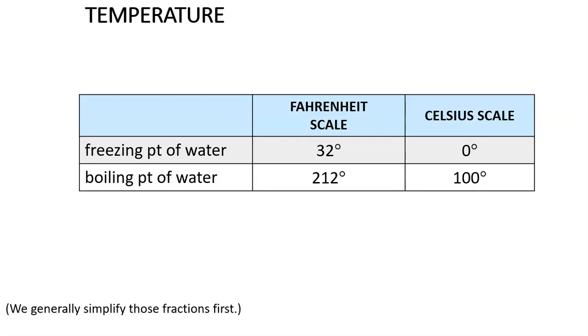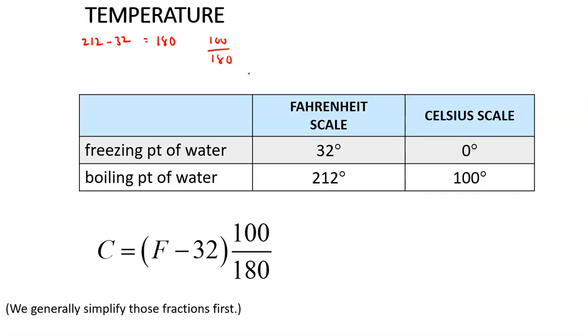How do we convert, then, between one and the other? Well, look at the ratio that's left. If I take 212 and subtract 32, I end up with 180. So the ratio between Fahrenheit and centigrade is the ratio between 100 and 180. The formulas that we have look like this. We're going to take the Fahrenheit degrees, subtract 32, and multiply it by that ratio that we came up with, the 100 over the 180.